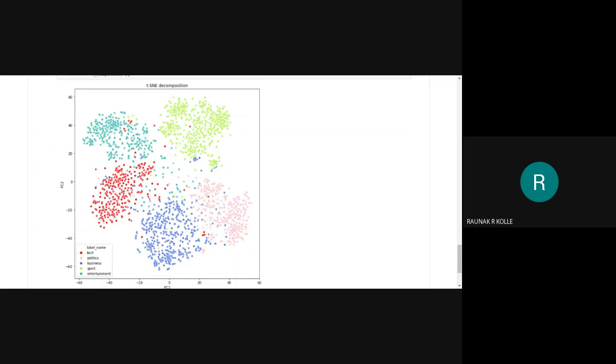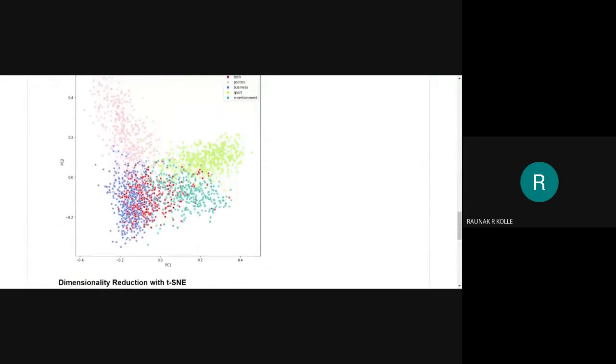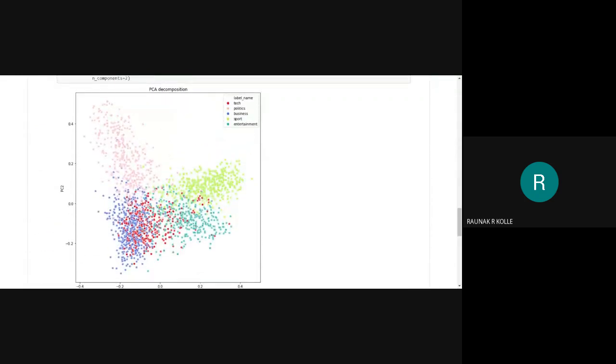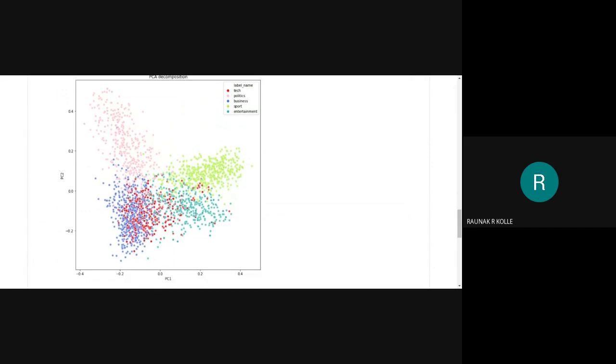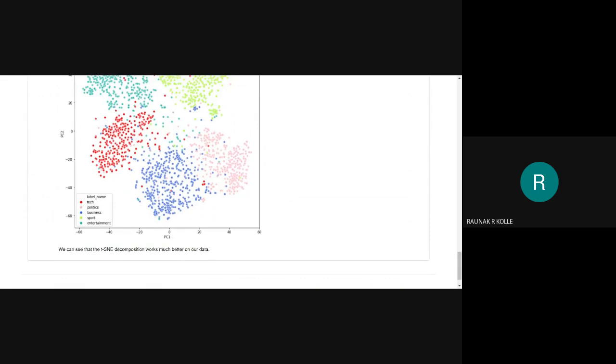The TSNE decomposition helped us in clearly distinguishing the five categories, whereas the PCA model had the five categories overlapping one another, hence it was difficult to distinguish them from each other. We can see that the TSNE decomposition works much better on our data than the PCA model or the PCA decomposition method.